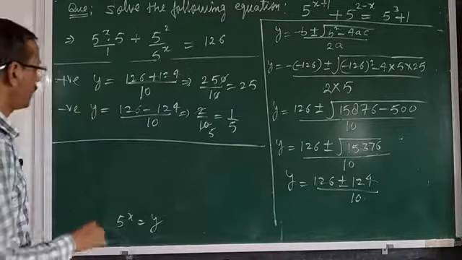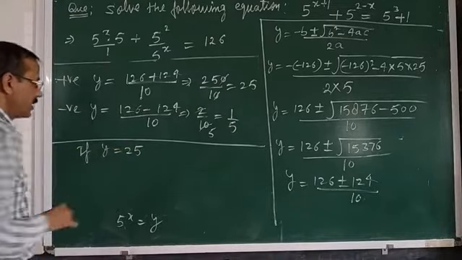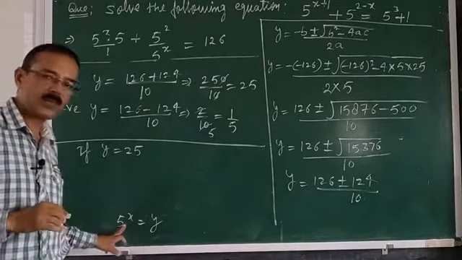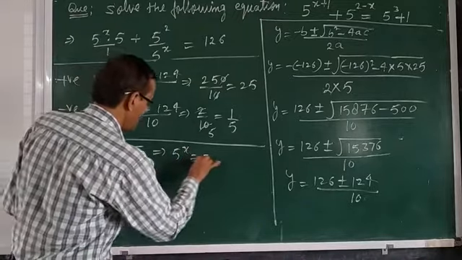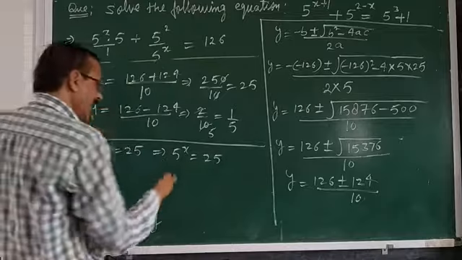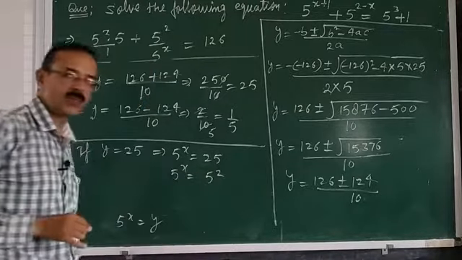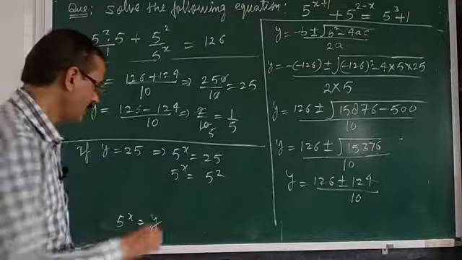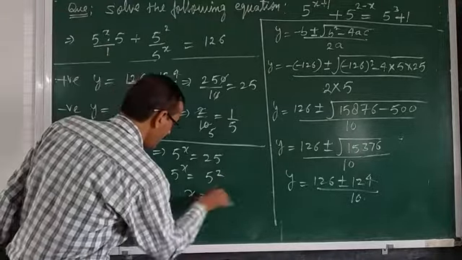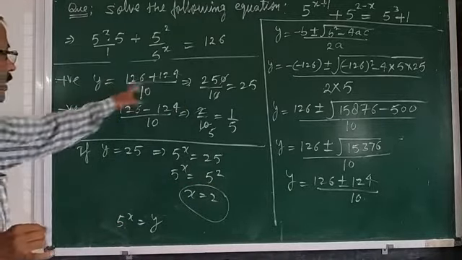If I am taking y is equal to 25, and y is 5 power x, so here we have to write 5 power x is equal to 25, right? Or 5 power x is equal to 5 square. 25 means 5 square. Base same, so power will be same. So we can write here x is equal to 2. So this is the value of x if taking the positive one.